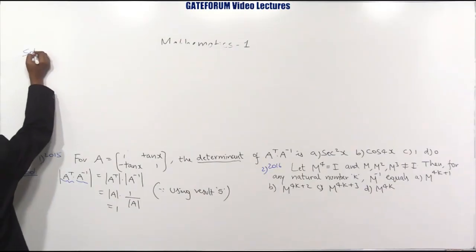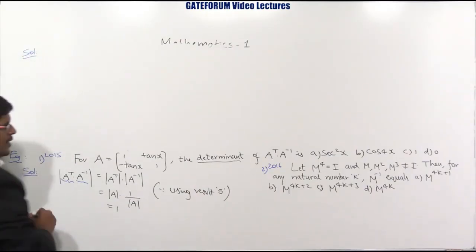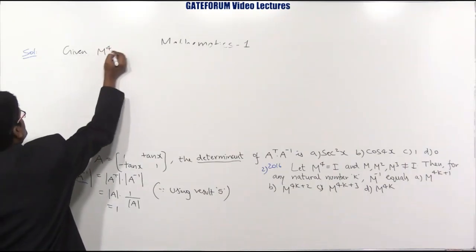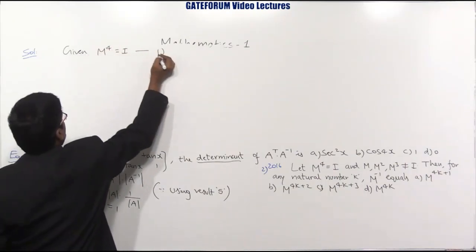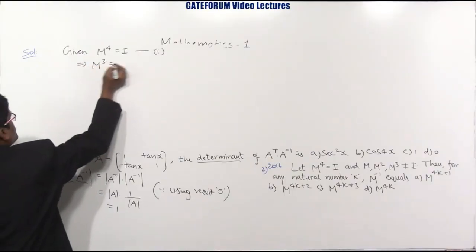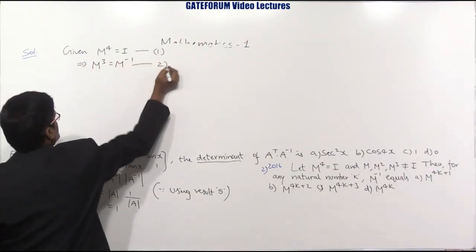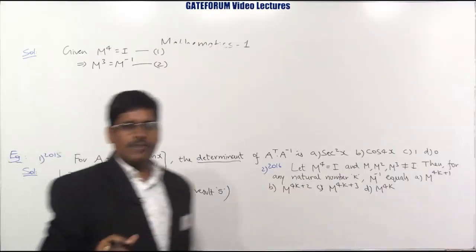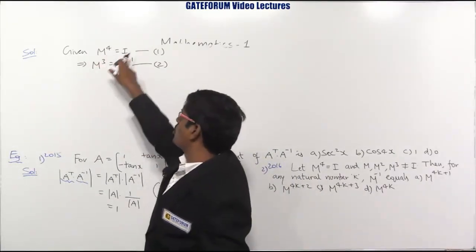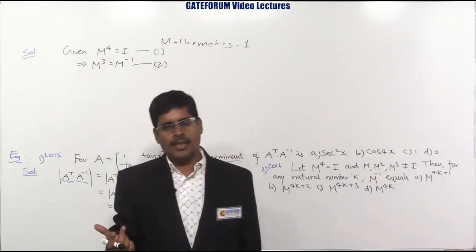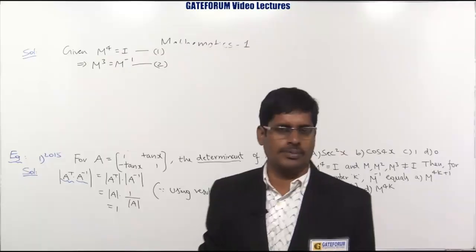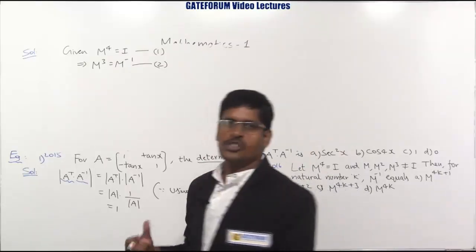Solution. So given m power 4 is equal to I, let us say equation 1, implies m cube is equal to m inverse, let us say equation 2. Just for equation 1, multiply both sides by m inverse. M inverse into m power 4 is m cube. M inverse into I is m inverse. Any matrix into identity matrix will give that matrix only, but not the identity matrix. A into I is A.